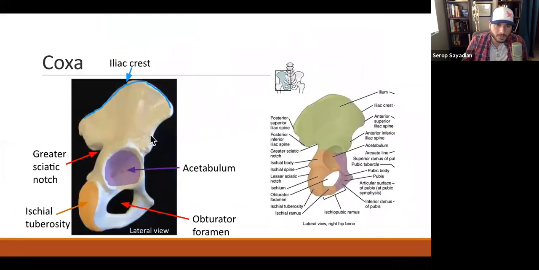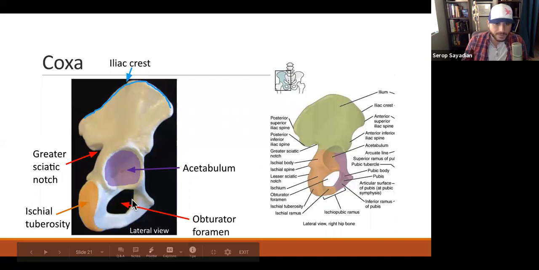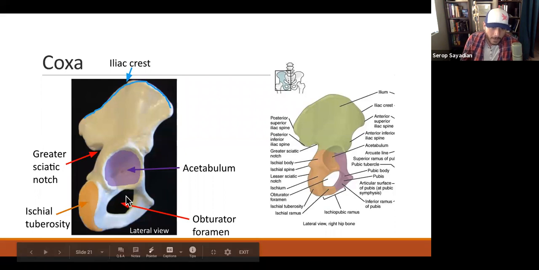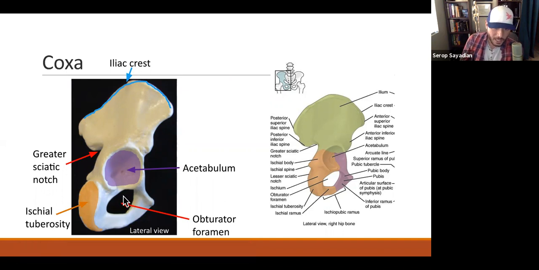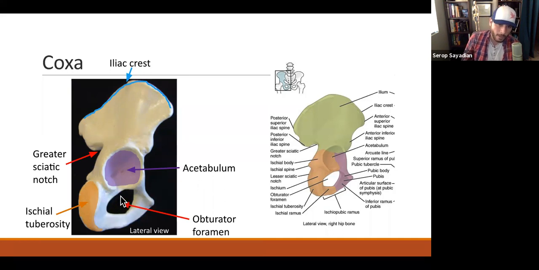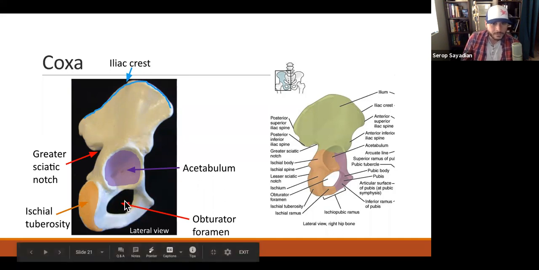Okay, two more structures we need to know, which is the obturator foramen. Remember, foramen means hole. The obturator foramen, actually, nothing goes through here. It's covered by a sheet of connective tissue. But the point of the obturator foramen is to make this coxa bone lighter. Because if it was filled with bone here, it'd be very heavy. So there's a hole here that allows it to stay strong still, but makes it lighter. Okay, so that's the obturator foramen.